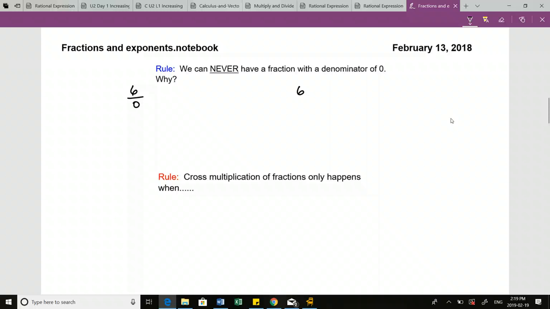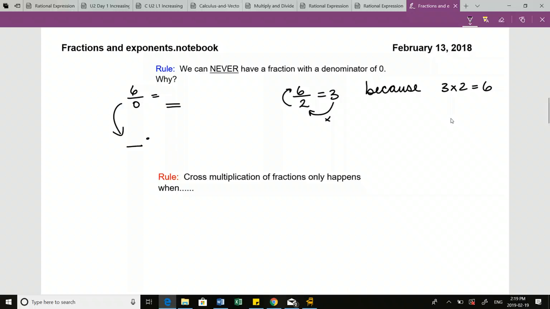Okay, well, if I ask you guys what 6 divided by 2 is, we all know the answer to this. It's equal to 3, right? And that's because 3 times 2 equals 6, right? So I can check this by saying this times this should equal the numerator of the initial division, right? Well, if I'm asking myself, what times 0 equals 6? Well, what times 0 equals 6? Nothing. And that's why dividing by 0 doesn't really make sense, right?